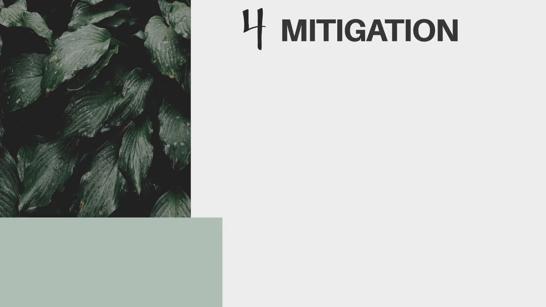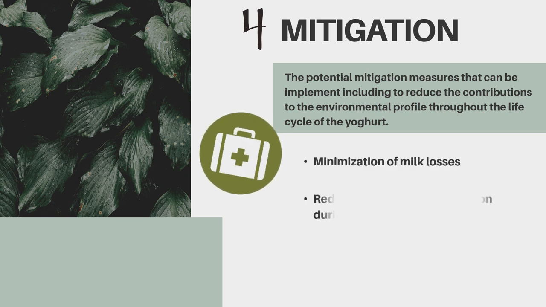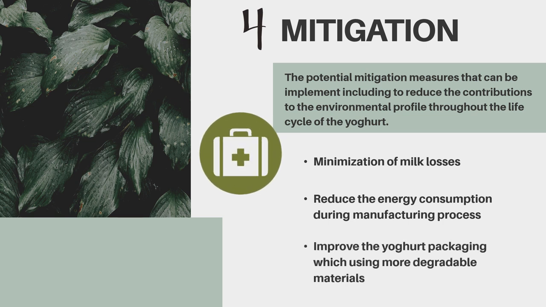Lastly, the mitigation. What can we do to reduce the environmental impacts from the production of yogurt? So, the potential mitigation measures that can be implemented reduce the contributions to the environmental profile throughout the life cycle of the yogurt. This includes minimization of milk losses, reducing energy consumption during the manufacturing process, and improving the yogurt packaging, using more degradable materials instead of plastic.